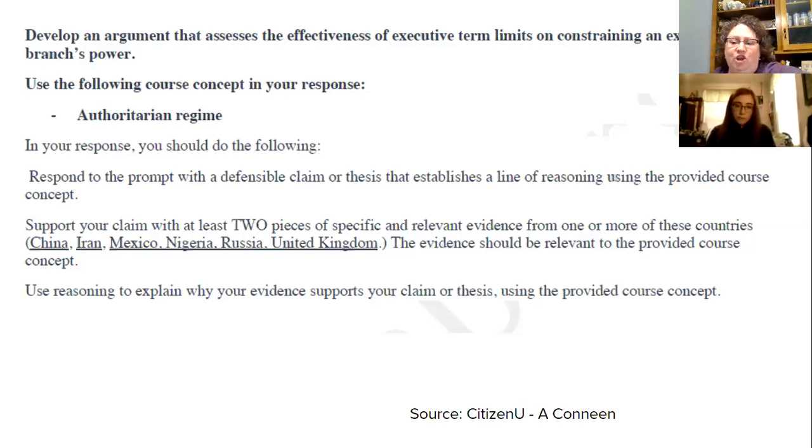So whatever you do, make sure you bring it back to that. Are the term limits, how effective are they in reining in the power of the executive branch? And then you're just saying they are effective or they are not effective. And you can argue either way on this. And then you just have to tie in that term of authoritarian regime. We're going to keep doing these because I think we're just going to have to do a ton of examples of them to really feel stronger about them. All right.